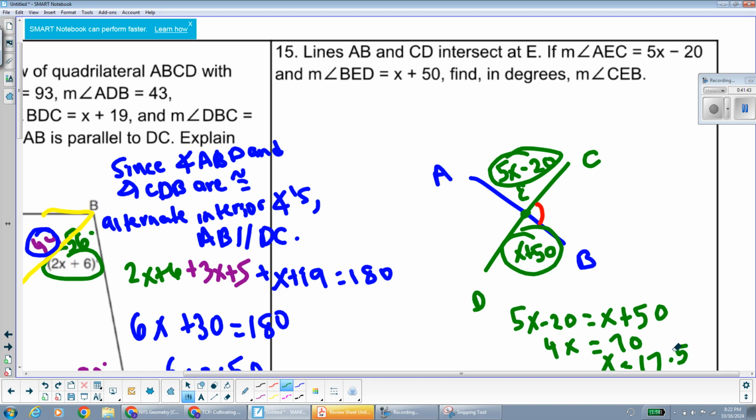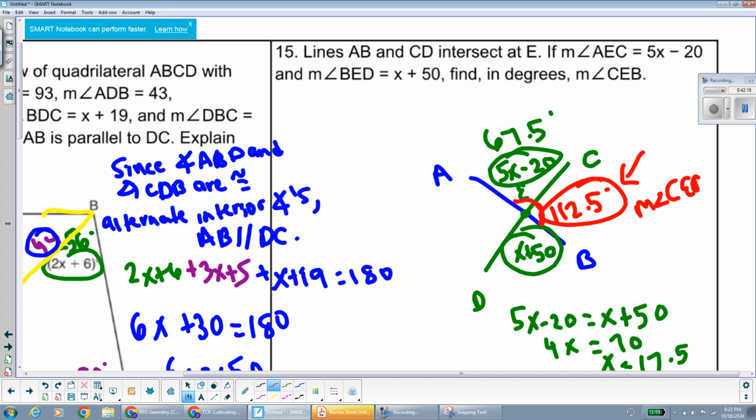So let me plug in x times 5 minus 20. Oops. So I got 67.5 degrees for the vertical angles. So these two are supplementary. So if I do 180 minus 67.5, I get 112.5 degrees for the measure of angle CEB, which is my final answer. So I want to make sure that I box it and make it clear that that's my final answer.